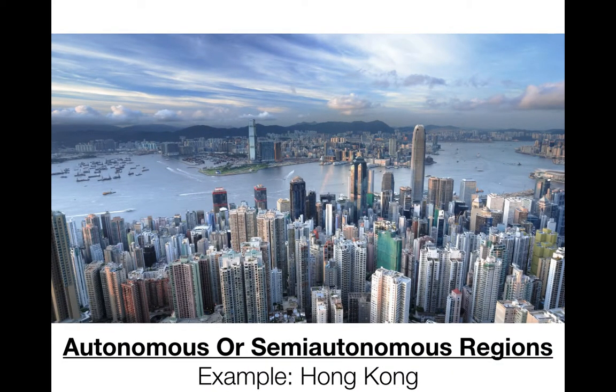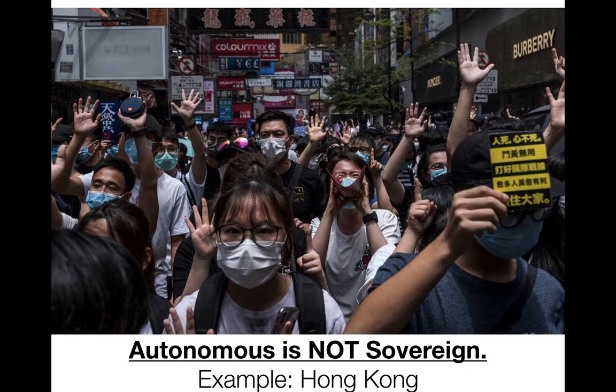Another example would be Hong Kong. Now, Hong Kong is a part of the People's Republic of China, and they operate as a semi-autonomous region with some local control. But there's a limit to that local control, as we saw last year and this year, with massive protests against crackdowns by the government in Beijing occurring throughout Hong Kong.